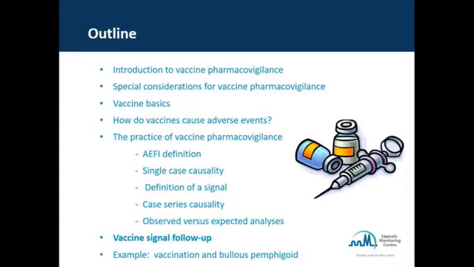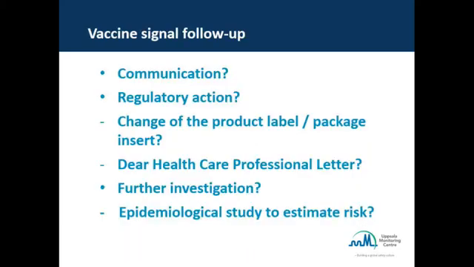So, follow up. Let's say we've identified a signal. We have a collection of cases. We think the causality is suggestive that there is a relationship. And when we do observed versus expected analyses, we're a little suspicious that we're seeing more than we should have. What do we do? This is the real hard part. And this is the hard part because things with vaccines are so sensitive, because we want to ensure confidence in immunization programs. So we're really careful about what decisions we make.